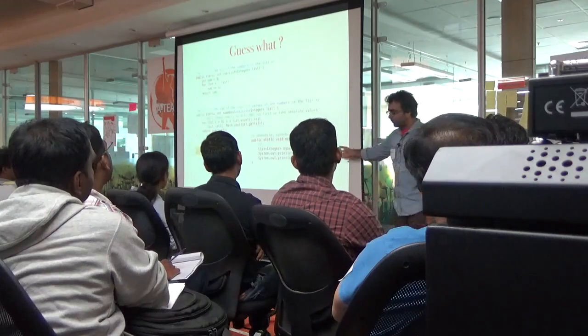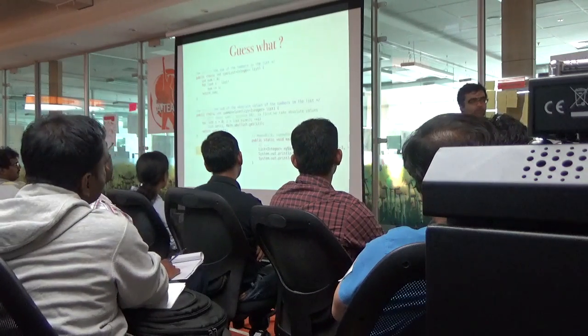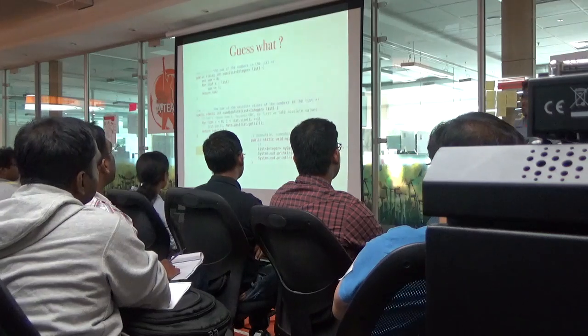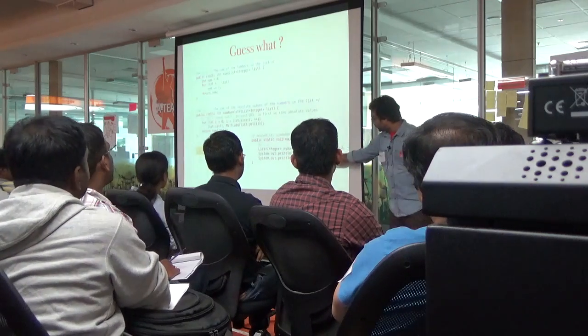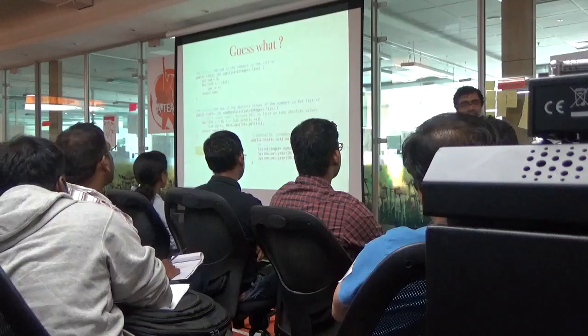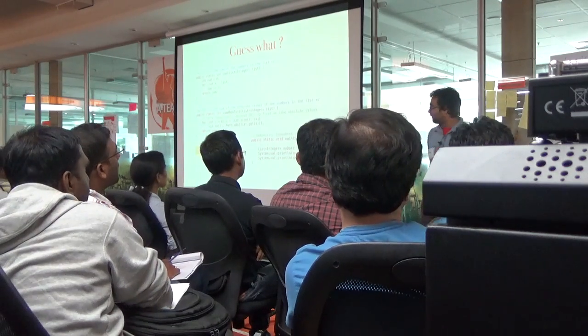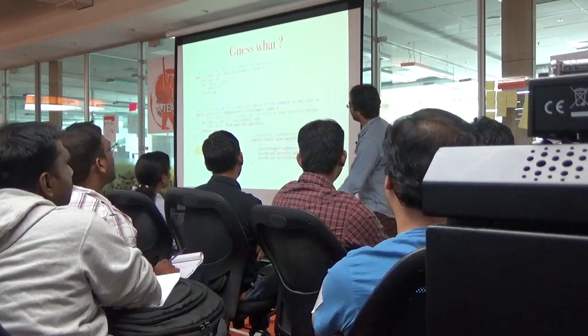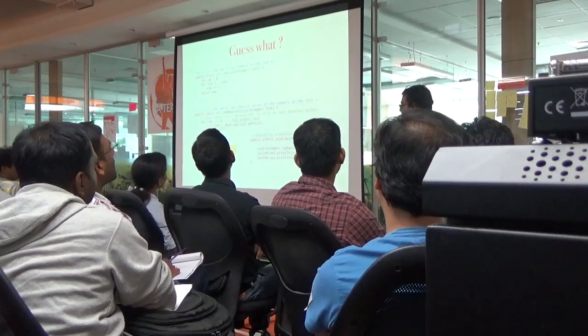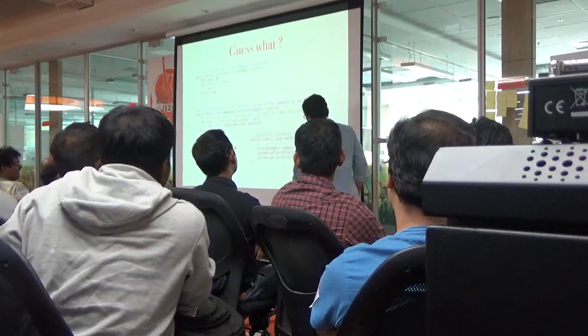So what will be the output of this? This is minus 5, minus 3, minus 2. And what is the second output? There are two SOPs. Both should give 10. That's it. Good one. 10. Yes, so what he told is absolutely correct.